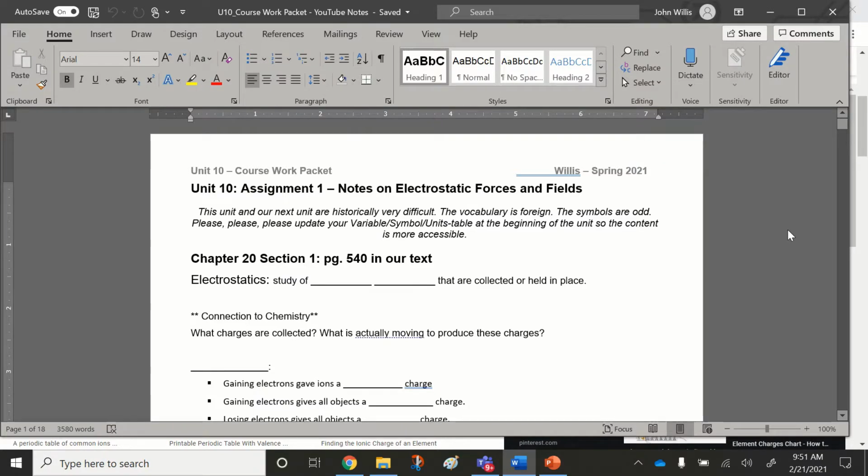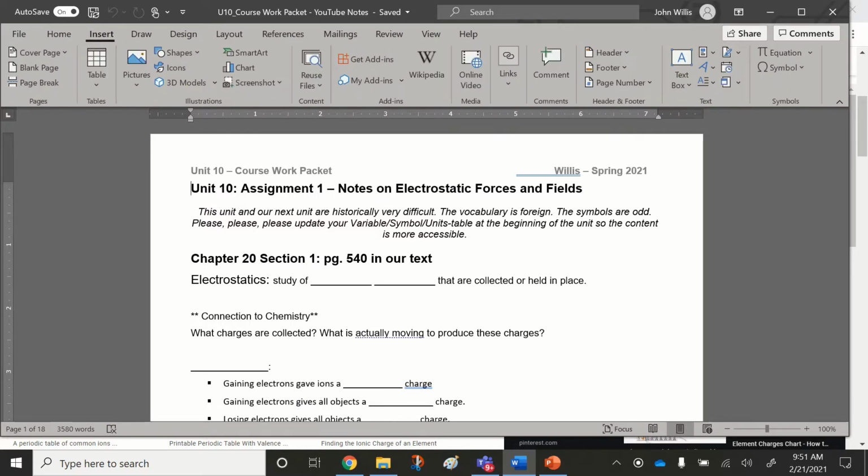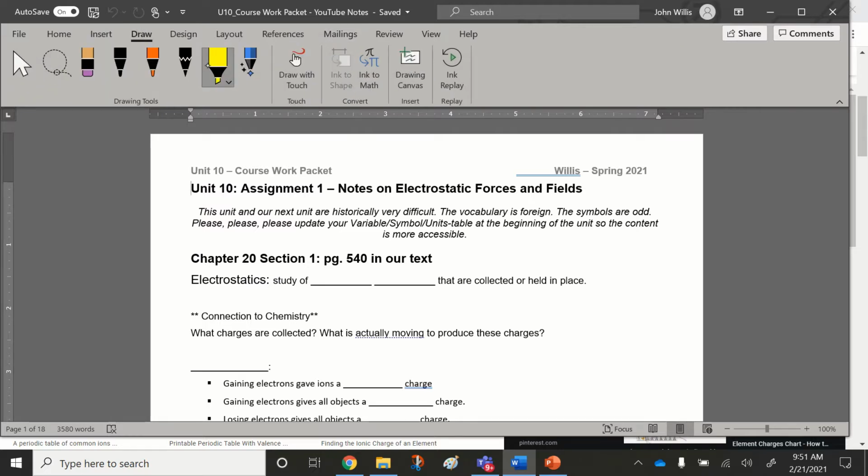All right, so this is meant to be our brief introduction to electrostatic forces and fields. The first of what I would consider to be two of the more difficult units that we're going to do all year. Now, again, I don't think that these two units are historically so difficult because of the content. There's no significantly more difficult math. There are no significantly more difficult conceptual understandings that we need to have. I think a lot of it, in the last 10 years I've been doing this, comes down to vocabulary.